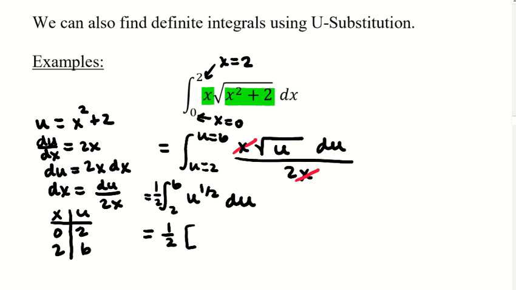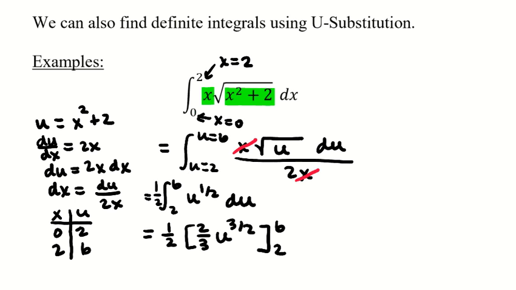Right? Well, what I'm going to do is I'm going to raise the power by 1, so that's u to the 3/2, and then divide by the new power, so that'll be 2/3. And we're going to go from 2 to 6. So this is, and at this point, I kind of like to factor out the 2/3 as well, because the 2/3 will be present when I plug in 6 and when I plug in 2.